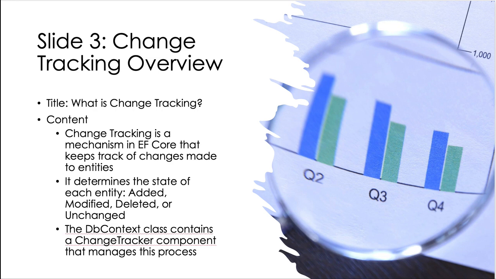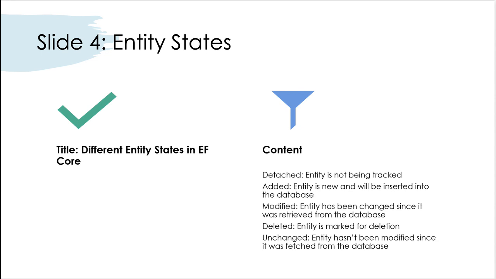So let's take a moment to understand the different entity states in EF Core. We have different states. Detached means the entity is not being tracked. Added is a new entity that has been inserted into the database. Modified means the entity has been changed since it was retrieved from the database. Deleted means that the entity is marked for deletion. Unchanged means that the entity has not been modified since it was fetched.